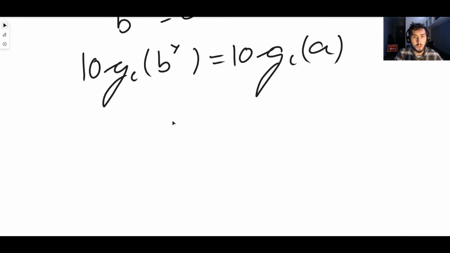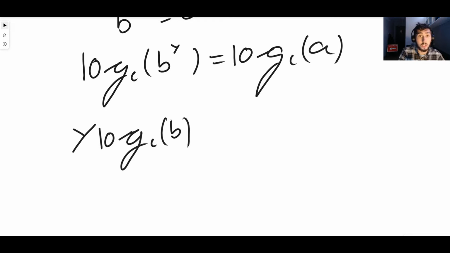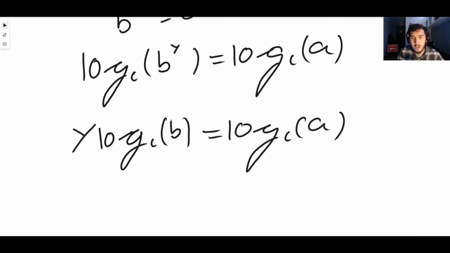Now, it's not a formula, it's an equation. What we can do with this equation is we can use the power rule for logarithms to bring that power down and multiply it by the logarithm. So we can rewrite this again and say y multiplied by log base c of just b, because the y has come down to the front, is equal to the logarithm base c of a, just like that, okay?